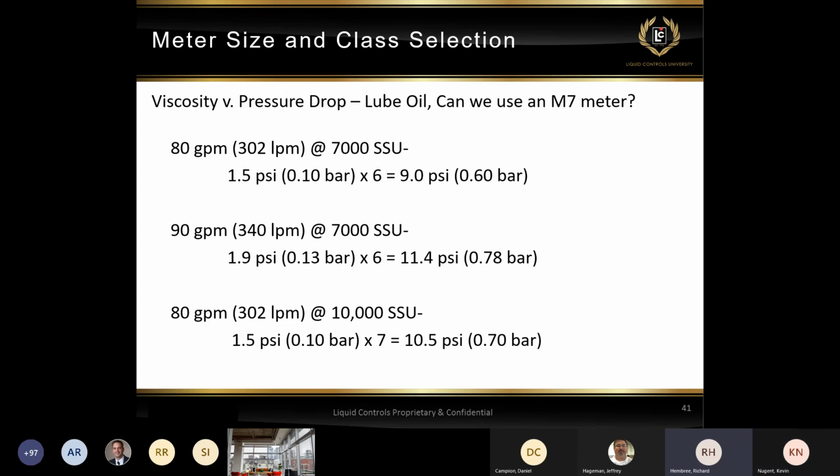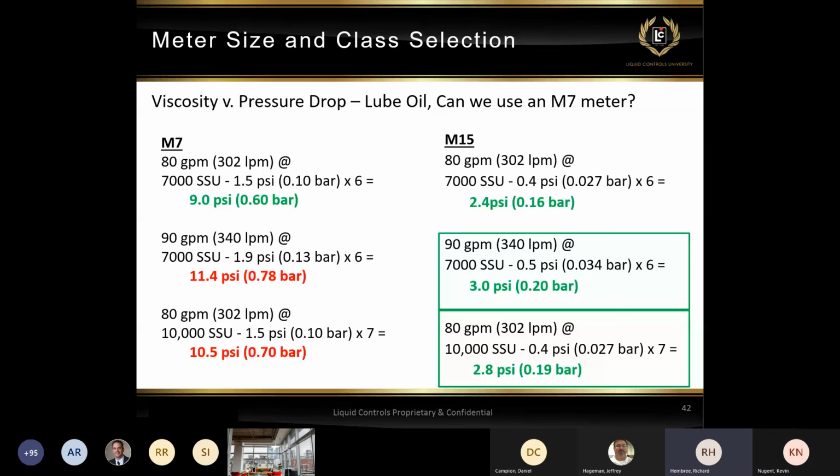At 80 GPM, at 10,000 SSU. Sorry to interrupt. I still see you may need to advance the slide regarding the M15. Okay, you don't see it? No. I'm sorry. Okay, yeah. I'm looking at the M7 and M15 on this screen here. Now we see it, because the next slide is going into seals. There you go.